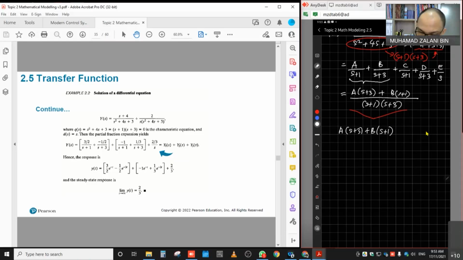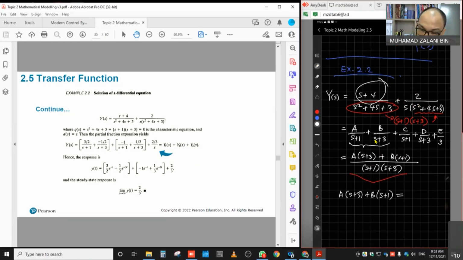To find a and b, what we do is we try to make, let's say I want to make this term 0. How do I make this term 0? Actually, this equation is equal to this one, the above one. Because this term is decomposed into this term, then we want to find a and b. Okay, so we rearrange this equation to get the numerator, which is a(s + 3) plus b(s + 1). So the numerator is actually equal to s plus 4.